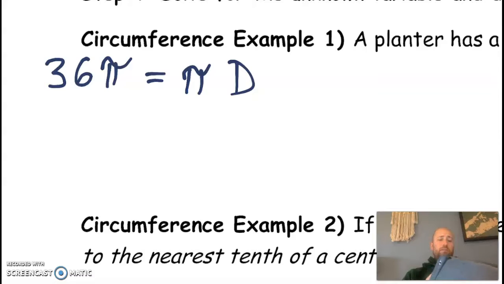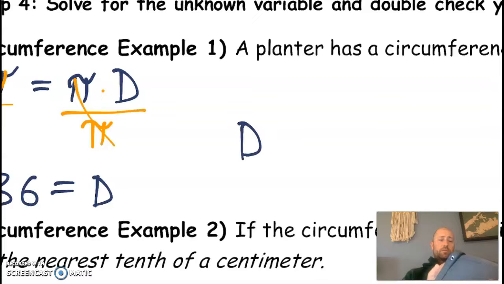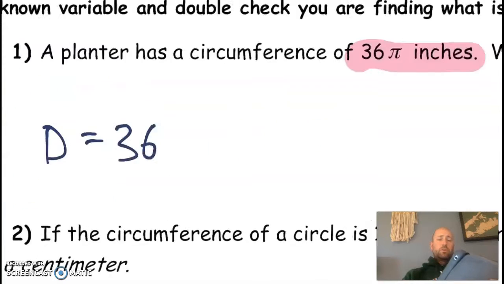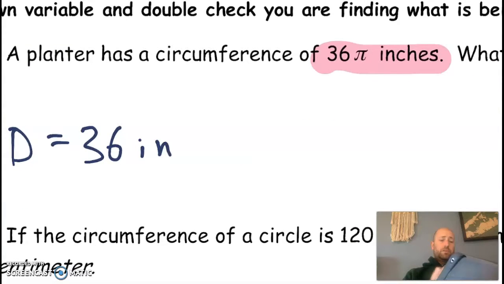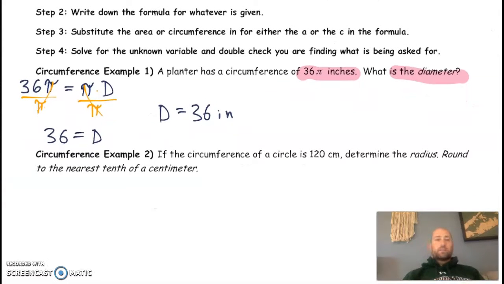Now I can use inverse operation. This is pi times the diameter. The inverse of multiplying is dividing. So in this case, pi cancels itself out on both. So 36 is the diameter. So the diameter is equal to 36 inches. Okay? So I'm dividing by pi because the last step was multiplied by pi. Now I'm dividing by pi because I'm doing inverse operation.